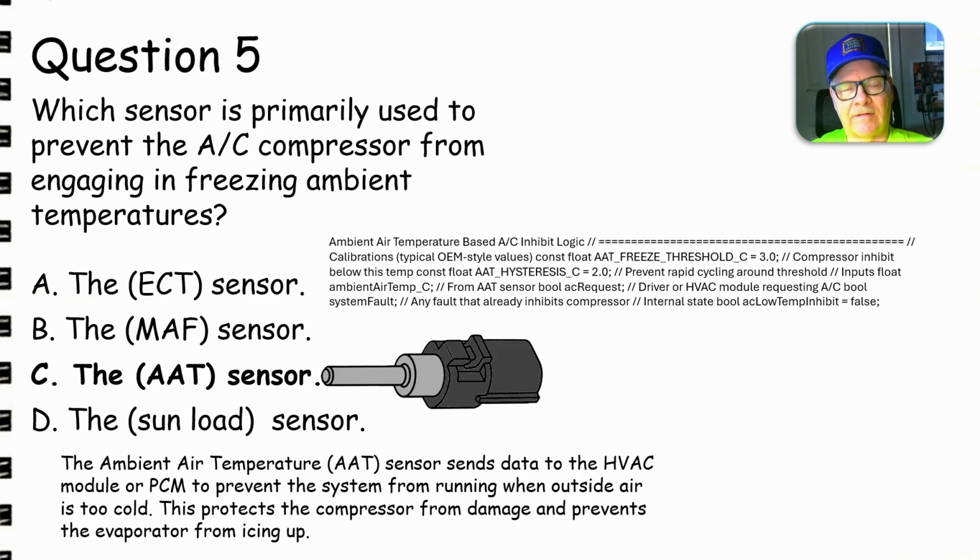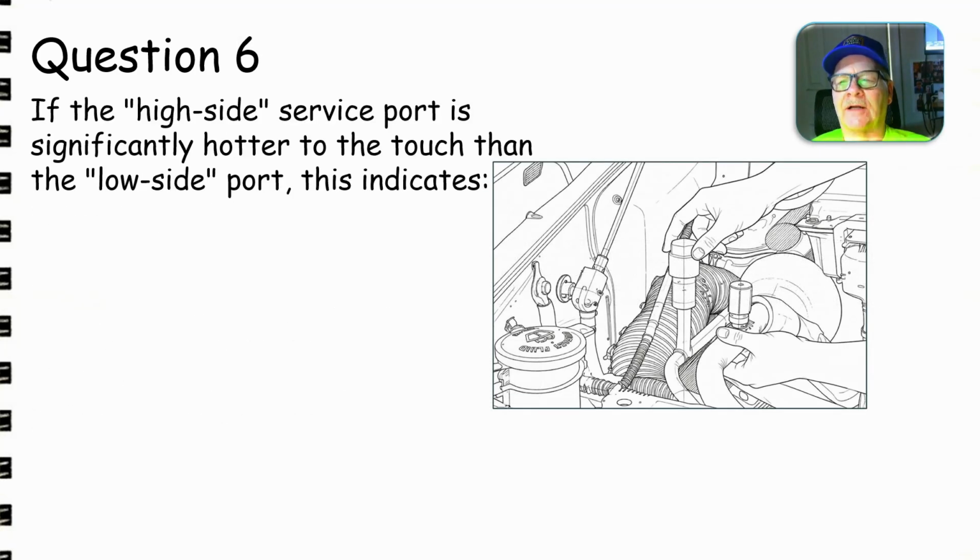They don't want the evaporator turning into a block of ice, so if it's too cold outside, the ambient air temperature sensor tells the controller, which is programmed not to use the AC compressor when it's going to freeze the evaporator.